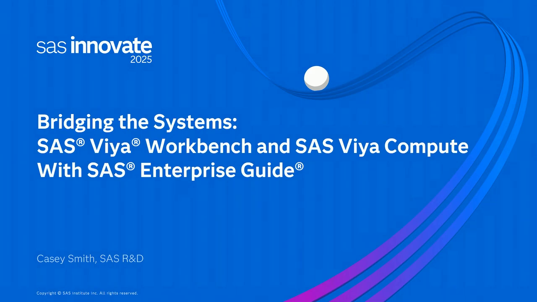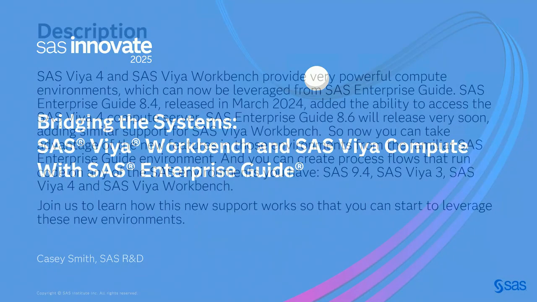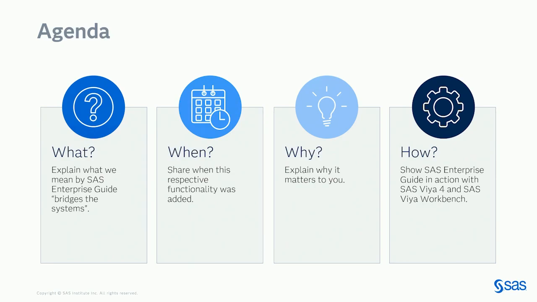Today I'm going to show you how Enterprise Guide bridges the systems, particularly between VIA Workbench and VIA Compute. So today I'm going to cover, first, what are we talking about? What do I mean by bridging the systems? When was this respective functionality added? Why does it matter to you all? And I really want to focus on how, actually showing you it in action inside of Enterprise Guide.